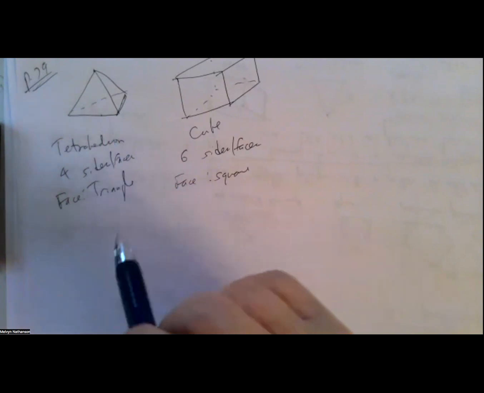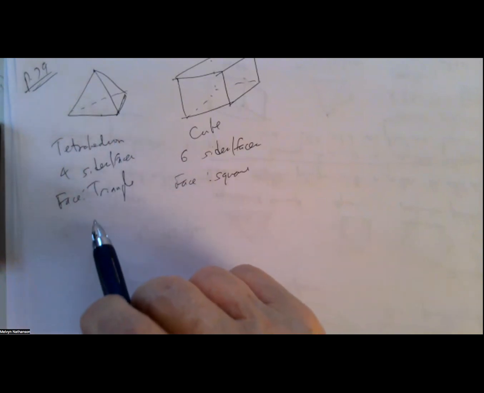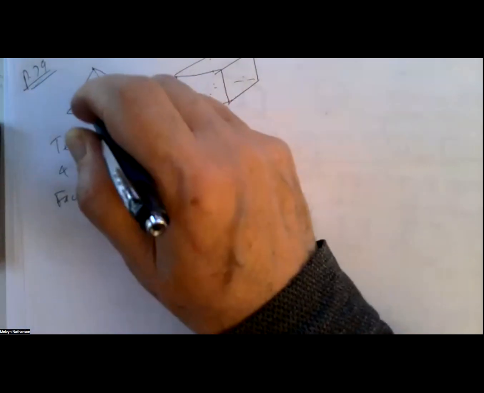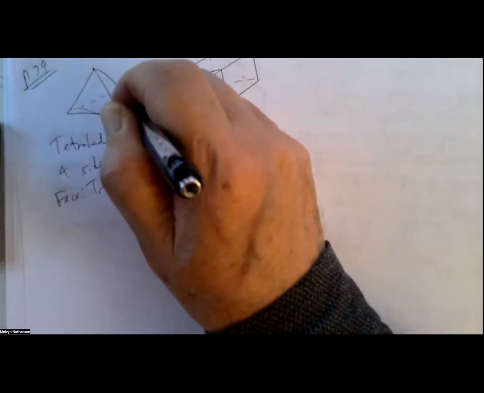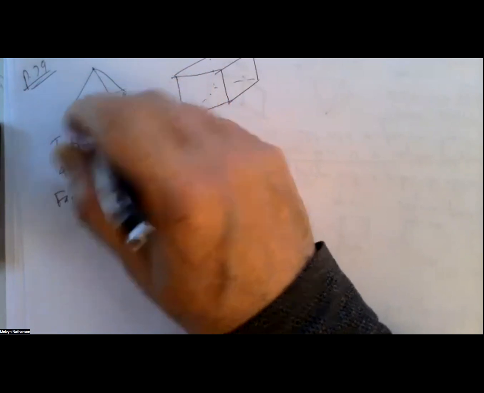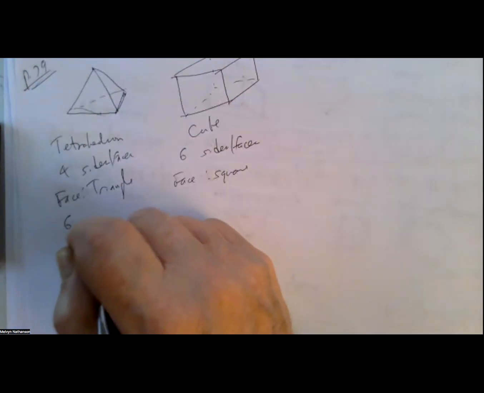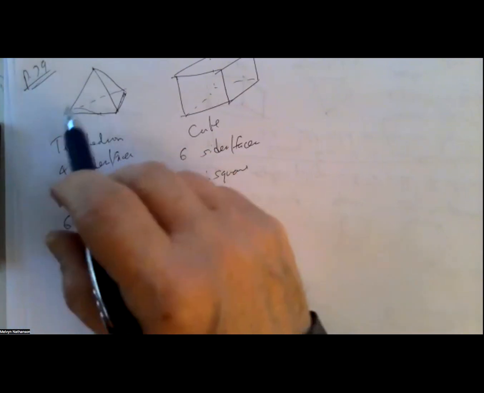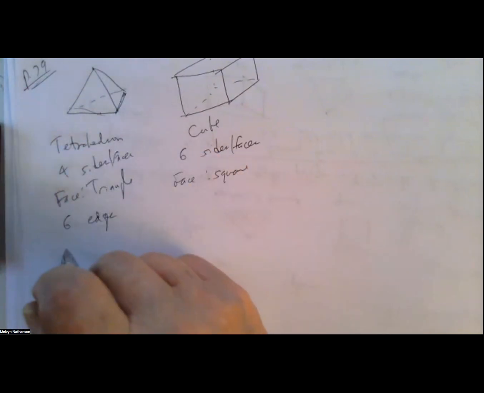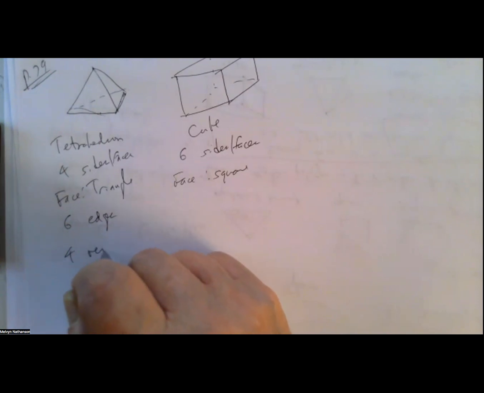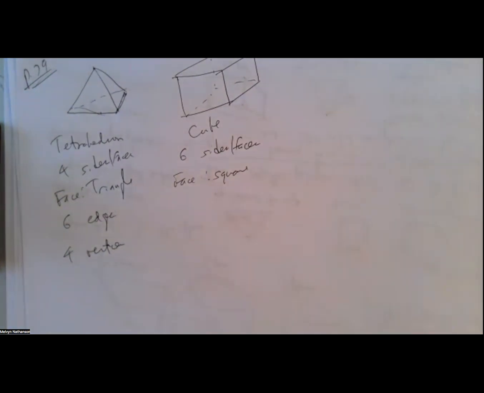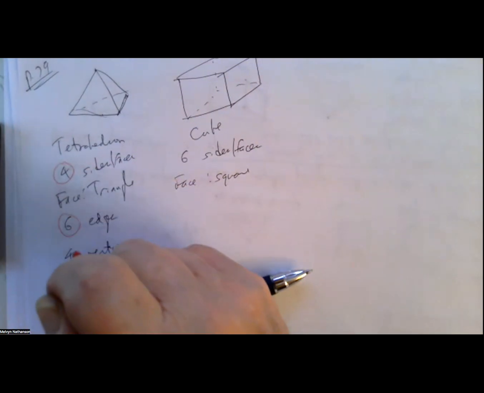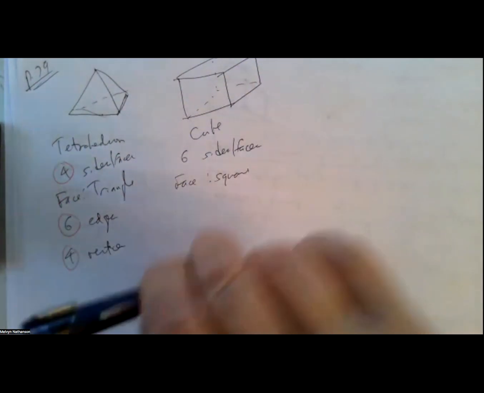Actually, if you look at the tetrahedron, you have 4 faces. How many edges? So you have 1, 2, 3, 4, 5, 6. 6 edges. And how many corners or vertices? 1, 2, 3, 4. 4 vertices. So you have 4 faces, 6 edges, and 4 vertices.